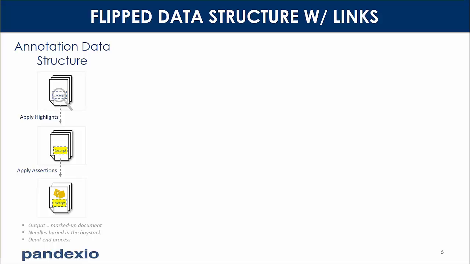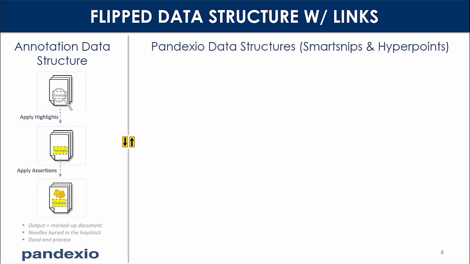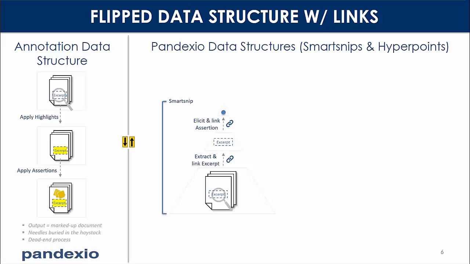Now, our SmartSnip and HyperPoint objects flip this data structure on its head. When you find the important excerpt, you snip it out, which auto-curates and auto-links the source and the location of the excerpt within that source. Then when you add your thought about the excerpt, we treat that as another layer of abstraction, as it should be. That's the output of how your brain interprets the excerpt relevant to your point of view and context. So that forms the SmartSnip.